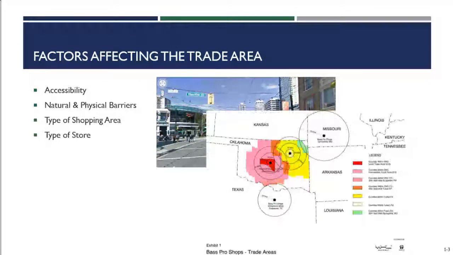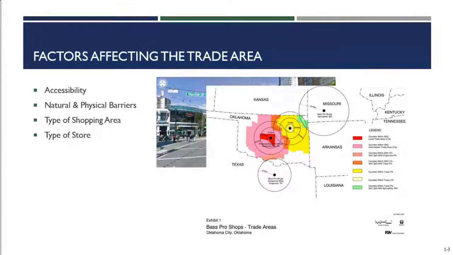Now think about a store like Bass Pro Shops. The primary trading area for Bass Pro Shops might be 2 hours. It's a specialty store. It's a destination store. And people are willing to drive to get there. They're willing to spend the time to get to that location. So the type of store can really impact how you measure the trade area.